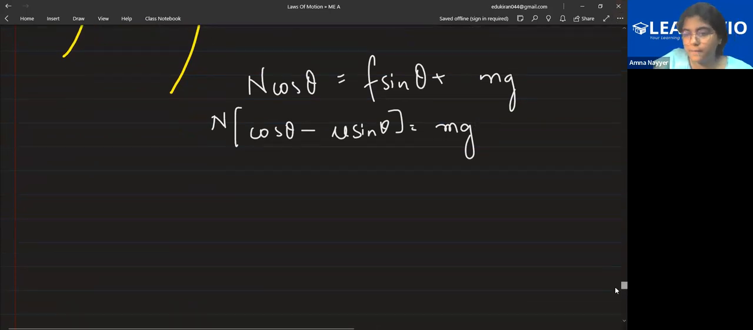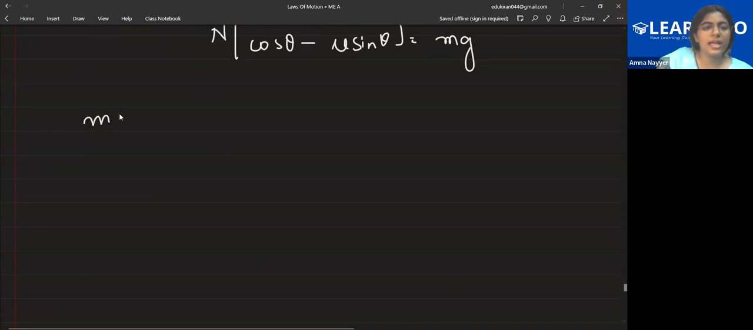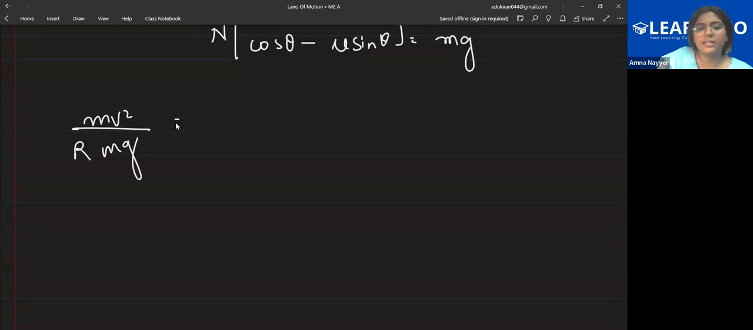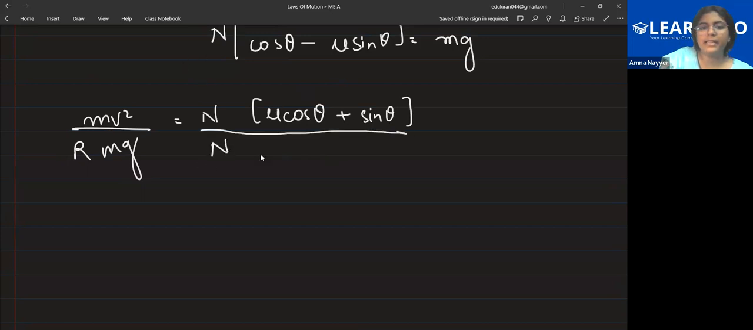Let's do one thing. Let's divide them. So mv square by r by mg. Above one first: mu cos theta plus sin theta, divided by cos theta minus mu sin theta. Normal reaction cancels, m cancels.